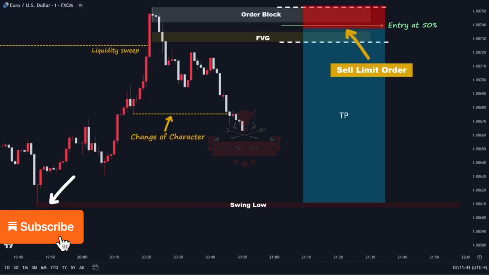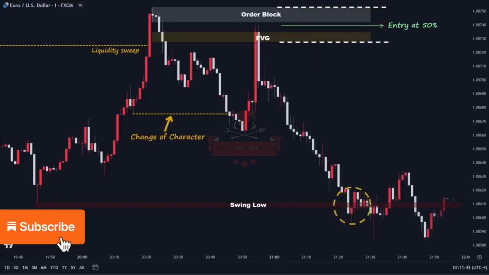Now, we must monitor the market closely and let the trade unfold according to our analysis. Our sell order has been activated, and we are officially in the market. As anticipated, the price moved downward after the activation of the sell limit order, eventually reaching our take profit target. However, as evident from this example, if we had chosen to enter the market using the order block located at the extreme end, we would have missed out on this exceptional trading opportunity.